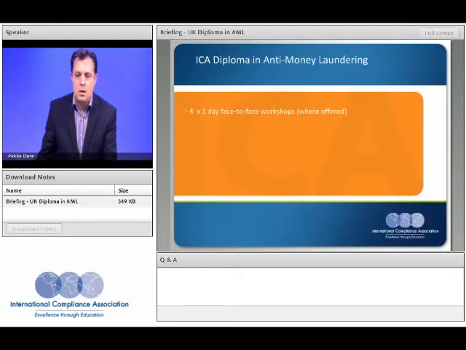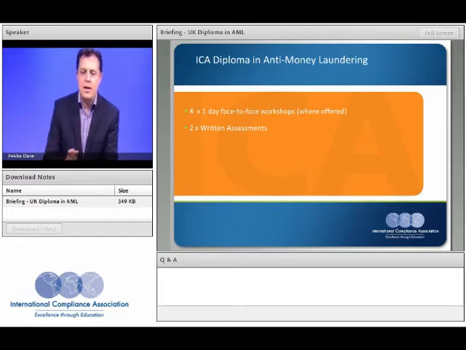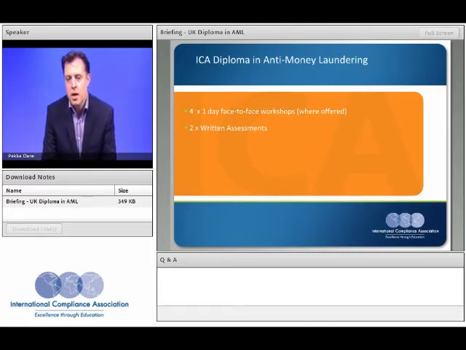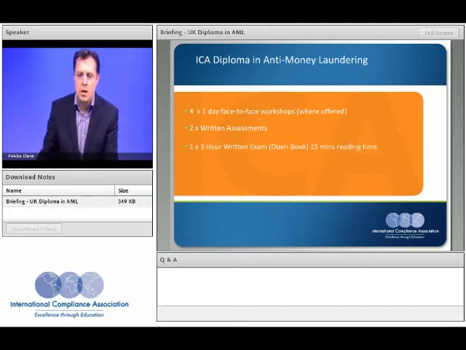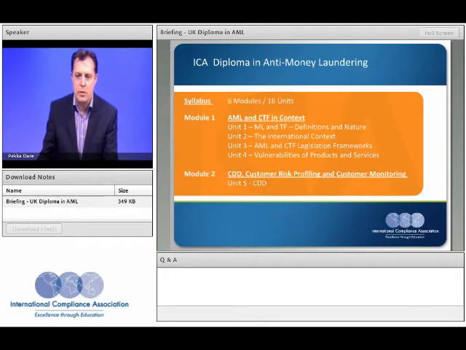Okay, so in terms of the diploma itself, it involves 4 one-day face-to-face workshops where offered. So it is possible to do the program by distance learning, but generally speaking, you'll have 4 one-day face-to-face workshops. There will be 2 written assignments and a 3 hour, actually it's 3 hours 15 minutes open book examination at the end of the course. The course typically takes 9 months duration from start to finish as well.